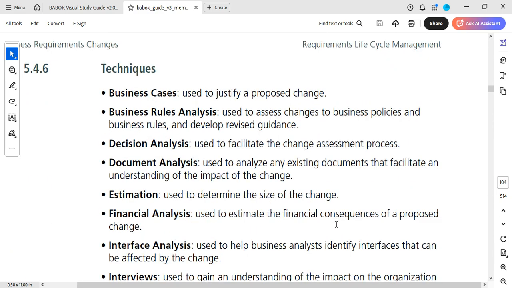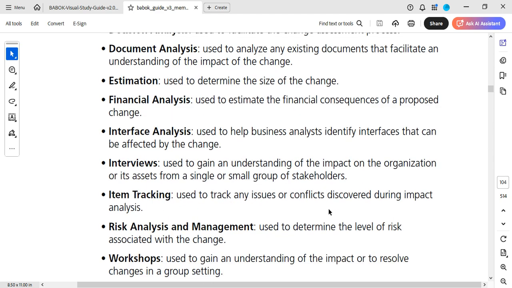So, what are the techniques? You have your business case used to justify a proposed change. Yes, the business case tells us why we are doing this, what the benefits are and so on. Business rule analysis used to assess changes to business policies and business rules and develop revised guidance. Decision analysis used to facilitate the change assessment process. Document analysis used to analyze any existing document that facilitates an understanding of the impact of the change.